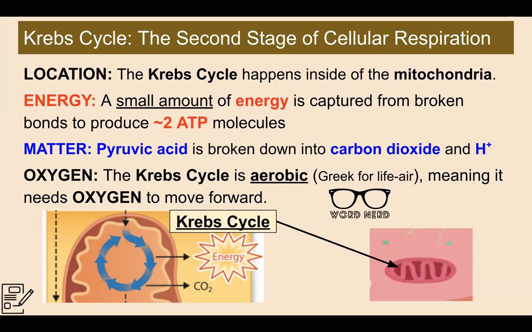There's a lot of little processes that happen inside of the Krebs cycle. And overall, all of the things I'm talking about right now are overall. There are 2 ATP molecules gained. In terms of matter, pyruvic acid is broken down into carbon dioxide and hydrogen plus. So those little hydrogen ions, they'll come into play in the next cycle, and carbon dioxide comes from pyruvic acid. And if you remember, the pyruvic acid are those 3 carbon groups that we broke down from glucose.